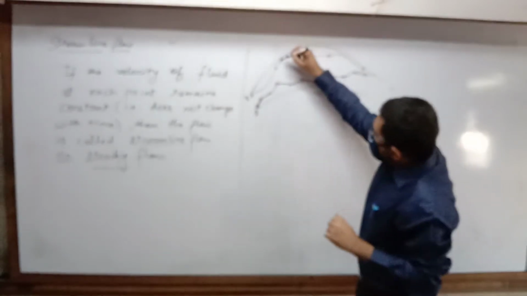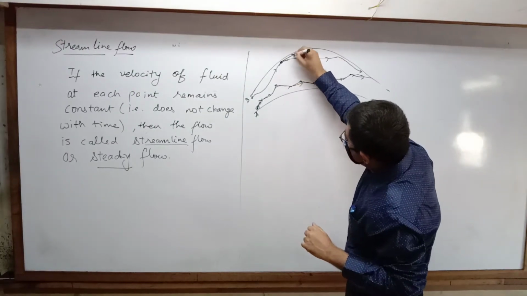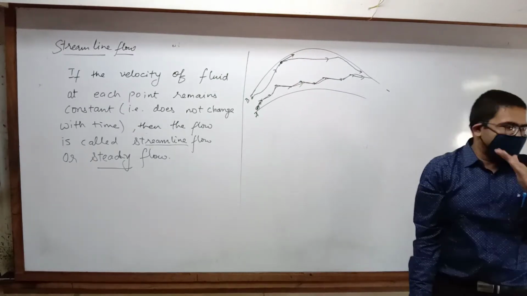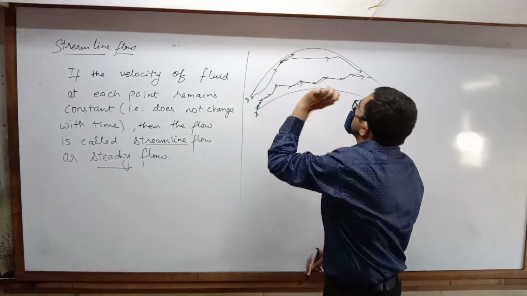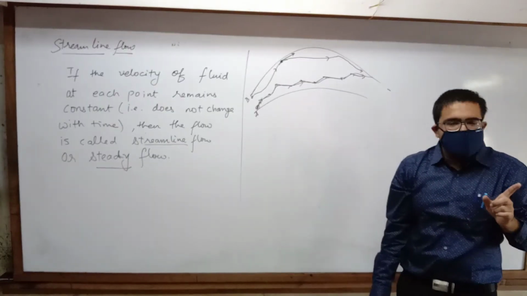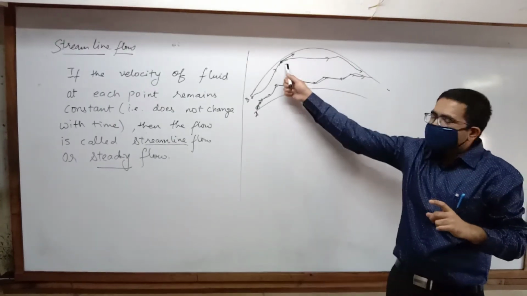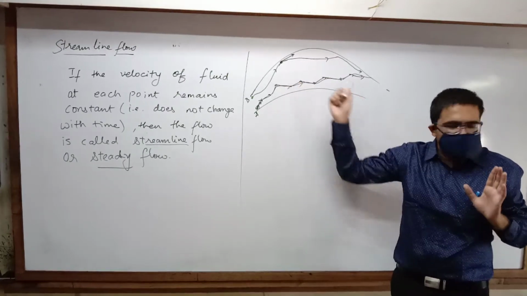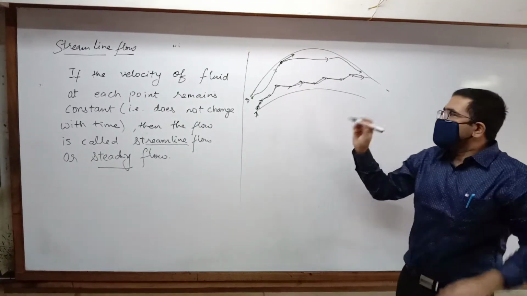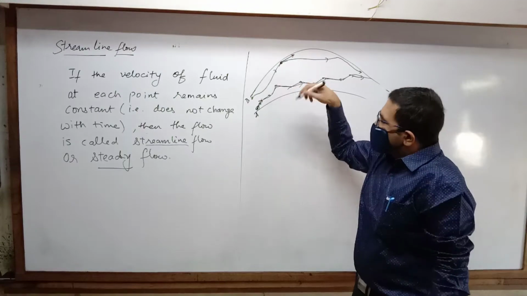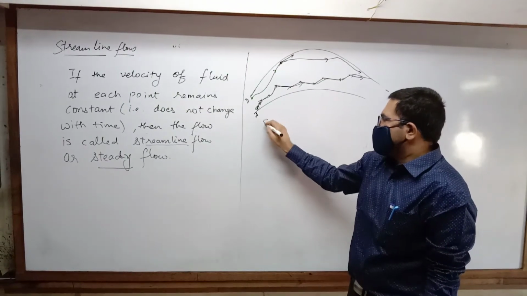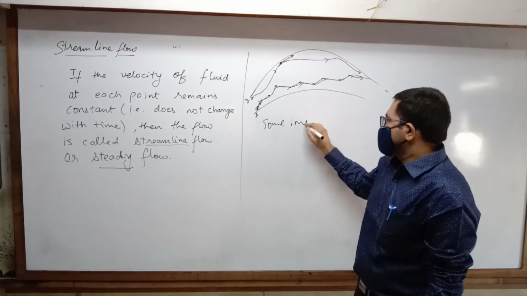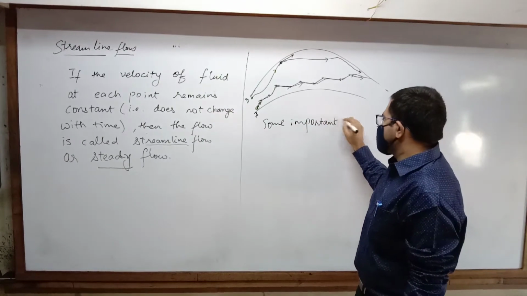Then the way to do it is to draw a tangent. You understand how to draw a tangent? That indicates the direction of velocity at that point. Clear? That indicates the direction of velocity at that point. Alright? There are a few more things to understand about streamline. Some important points about streamline.